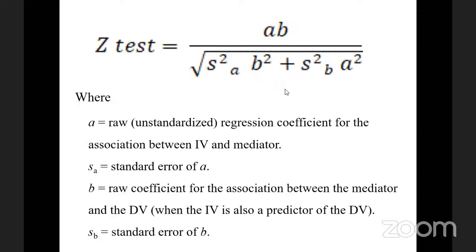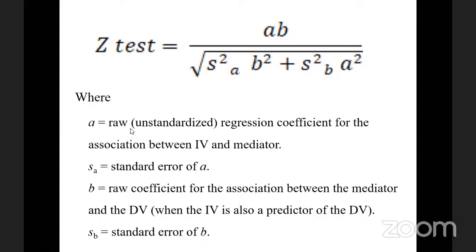This is the formula of the Z test. Z equals AB divided by the square root of the standard error of A squared into B squared, plus the standard error of B squared into A squared. What are A, B, SA, and SB?